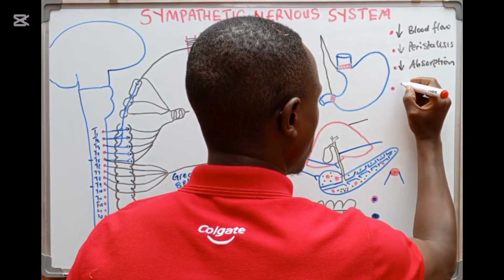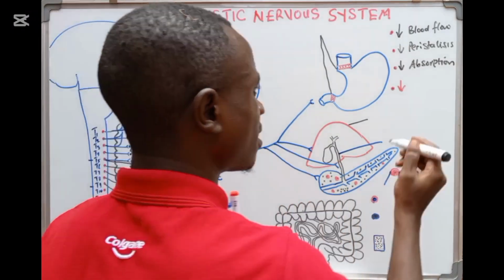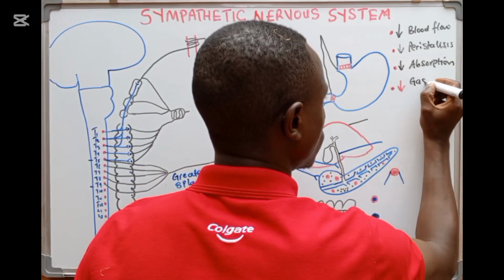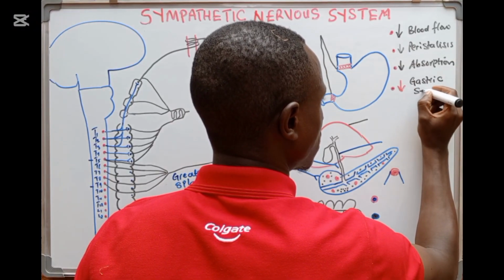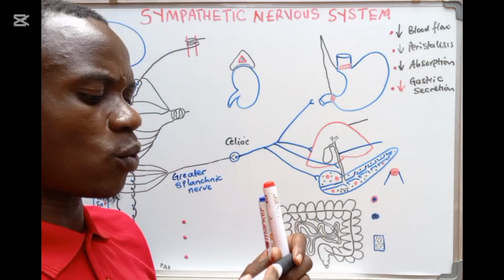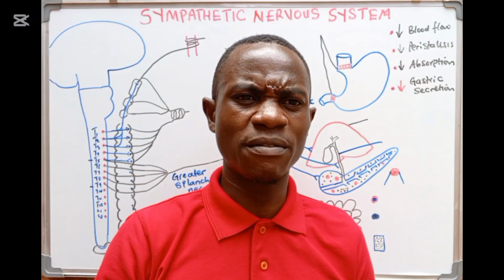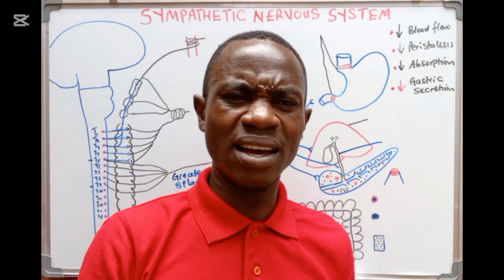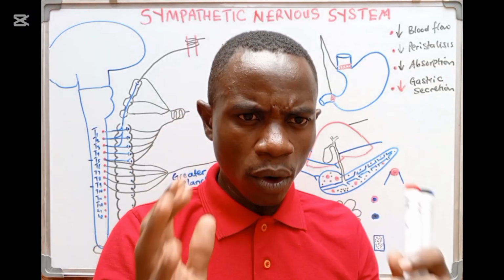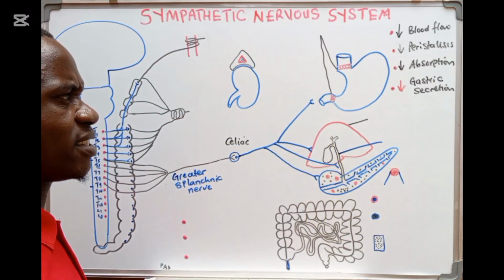So you're going to have a decrease in the gastric secretions. And of course, the gastric secretions are quite many. We have the enzymes, we have the acids, and all the other secretions, the pepsin. All those secretions are going to be reduced whenever the sympathetic nervous system is activated.